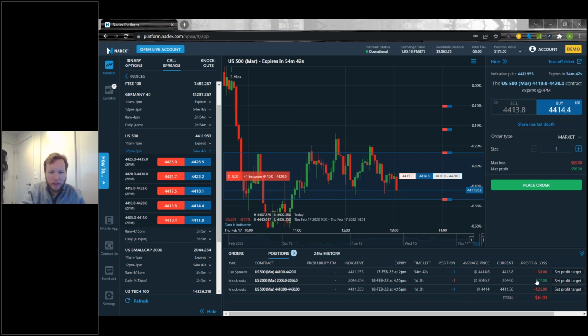This one shows call spreads, and you can see the duration and the similar up and down movement. So that is really going to be the majority of the webinar here.